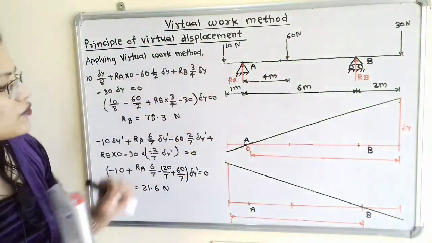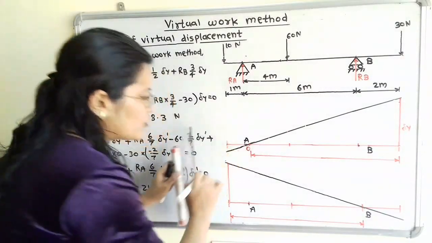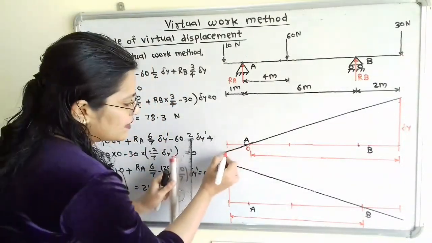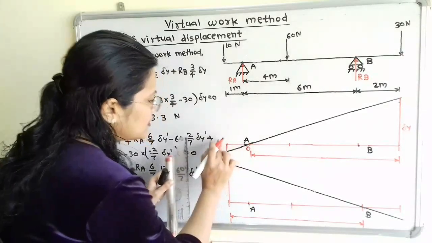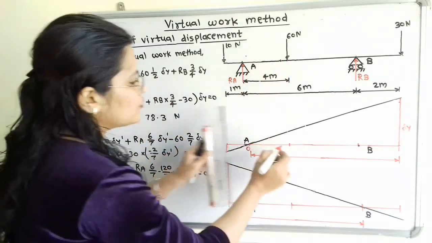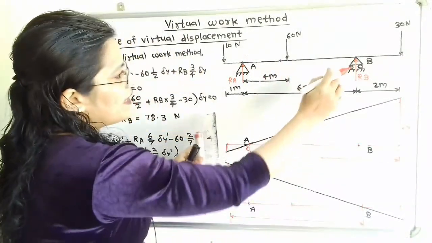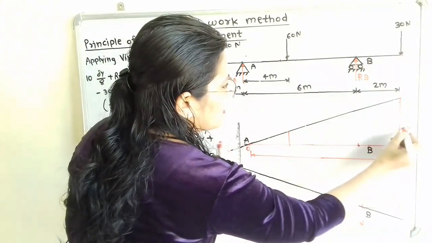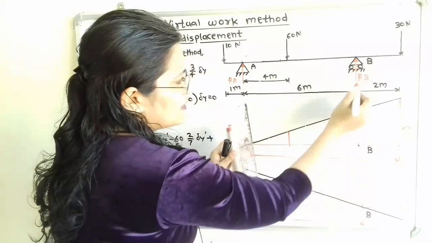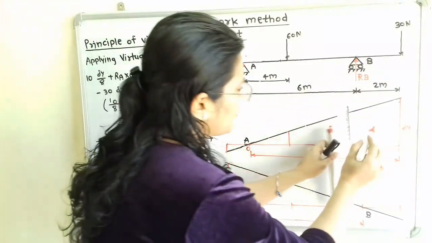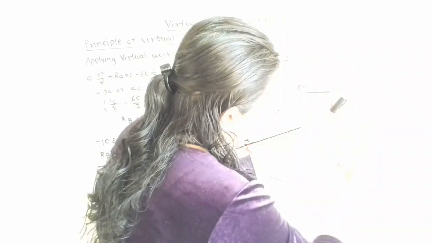For the 10 Newton force, I will draw one line here. This is the original position and here is the final position, and this is the displacement. Now at 60 Newton, I will show here, and at 30 Newton here is the delta y. Now at B, RB is the reaction that we have to find out. So here also we have to find out the displacement.